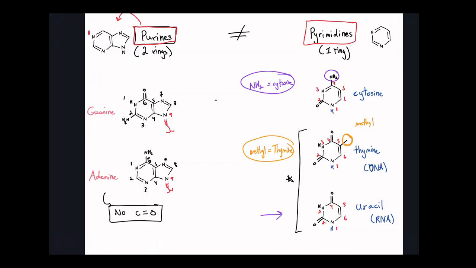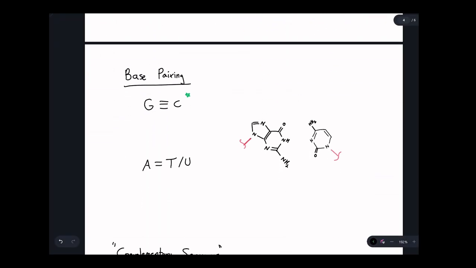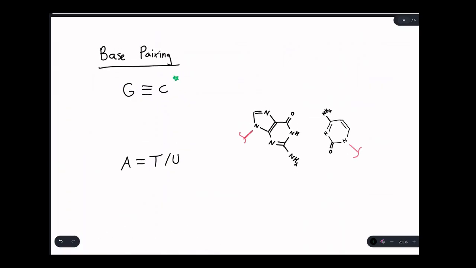So if you want to memorize the structures entirely with their numbering, you can do that. It's recommended. It'll take more time. But if your job is just to recognize them when drawn, keep in mind that you can just look for these landmarks: the number of rings and the presence of specific groups. All of these bases are unique in some way. With that in mind, let's move on to the concept of base pairing.